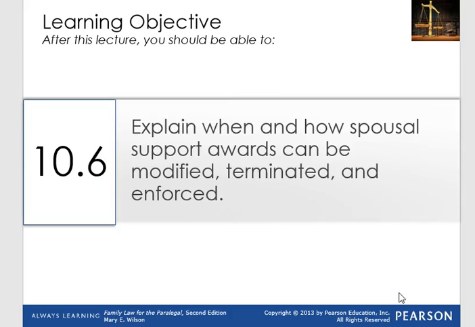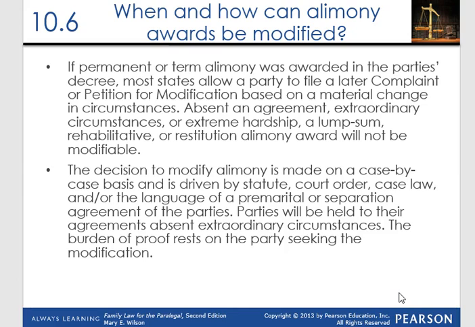Explain when and how spousal support awards can be modified, terminated, and enforced. If permanent or term alimony was awarded in the party's decree, most states allow a party to file a later complaint or petition for modification based on a material change in circumstances. Absent an agreement, extraordinary circumstances, or extreme hardship, a lump sum, rehabilitative, or restitution alimony award may not be modifiable.